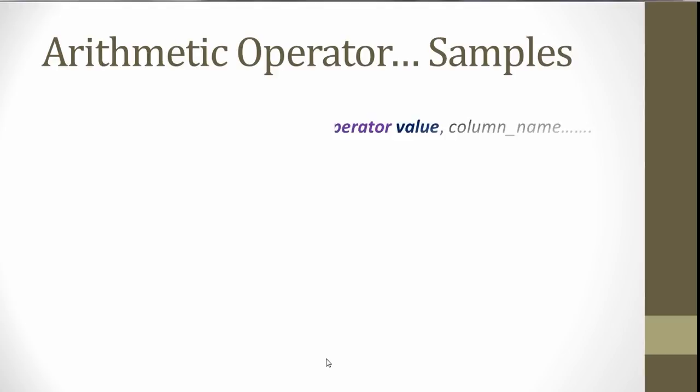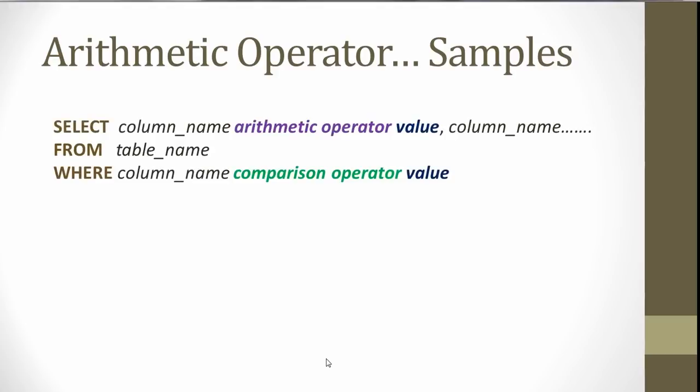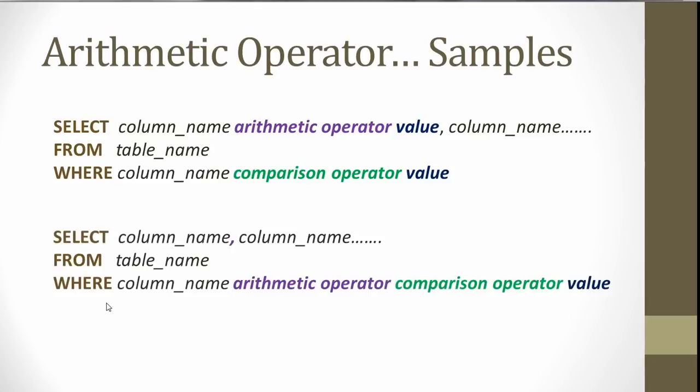Now let's look at some samples. Here we notice that the arithmetic operator value for a column is being utilized in a select. So it's not necessarily used only in the where condition, but also in the select statement. Another way is where we can use these arithmetic operators and comparison operators and values in a where condition. So we notice that we can use a mixture of these operators, and they can be in the select or the where condition. So let's try out some examples and see how things work out.